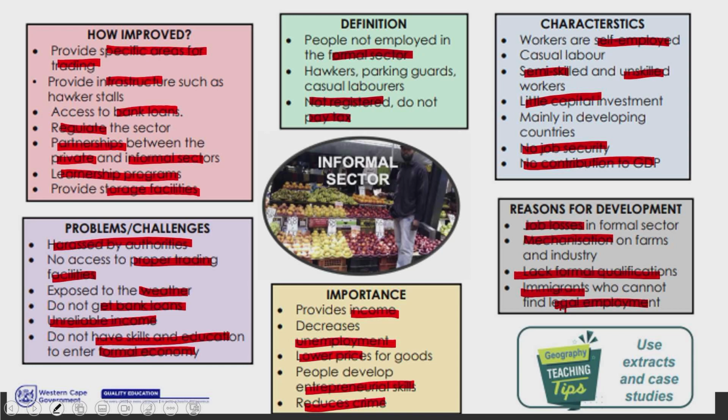Never say they should register their business, because the moment you're telling them to register their business, it's no longer an informal sector. They are now moving into the formal sector. So ways to improve should not be to register or to go pay tax. That does not improve. You are now moving them away from the informal sector into the formal sector. So we're trying to find ways to improve while they are still within the informal sector.